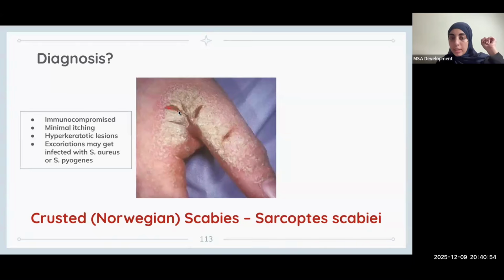Because it's very rough and crusty, you get breaks in the skin and excoriations, and because they're breaking the skin, you might get a superimposed infection with Staph aureus or Strep pyogenes. So because it's a break in the skin, you can get superimposed infection.